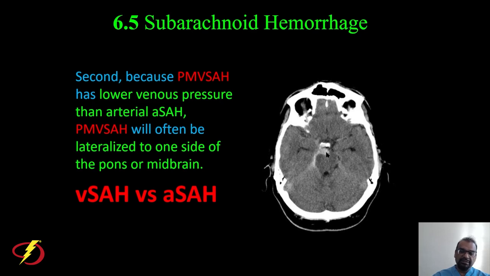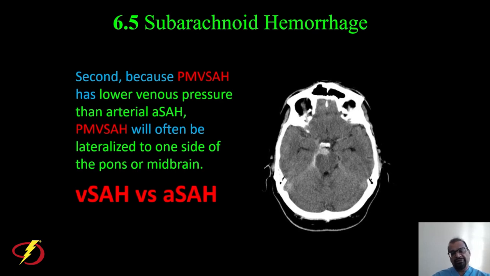And for this reason, this bleed pattern tends to be lateralized, meaning it's on one side of the pons or the midbrain. If this was higher pressure, it would go to the other side or even anteriorly, but that doesn't happen with venous subarachnoid hemorrhage. Veins have less pressure than arteries, so their distribution is usually unilaterally wrapping around the midbrain or pons, located within the prepontine cistern or ambient cistern.